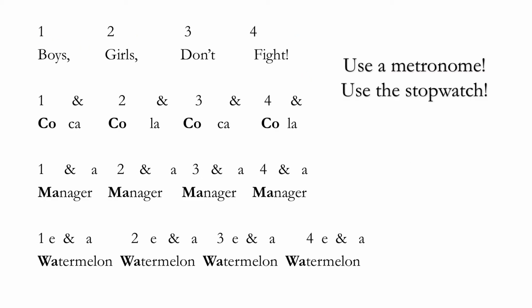One thing that we can do with learners is to actually use a metronome app like the one that I had downloaded, or even the stopwatch to time how long it takes to say something. So, boys, girls, don't fight, where each word is a single syllable and each one gets its own beat. Boys, girls, don't fight. That should take about the same amount of time to say as saying the word watermelon 4 times. Watermelon, watermelon, watermelon, watermelon.